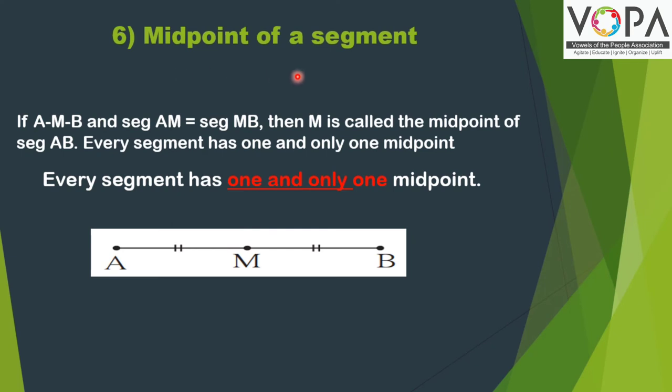Midpoint of a segment. If M is in between A and B and segment AM equal to segment MB, then M is called the midpoint of segment AB. Every segment has one and only one midpoint. So that is an important point given here. Every segment has one and only one midpoint. So you can see the distance of AM and MB should be congruent. Only then M is called as the midpoint.